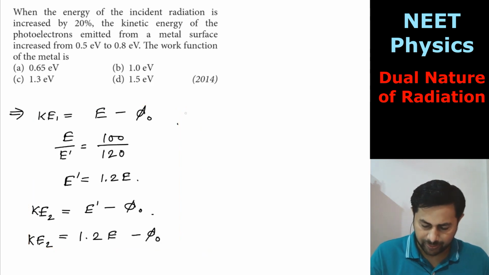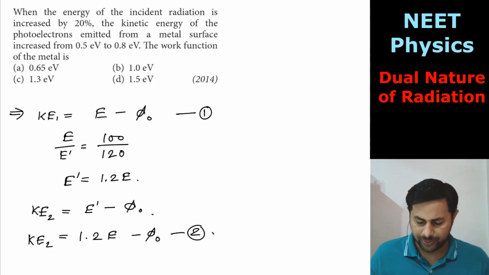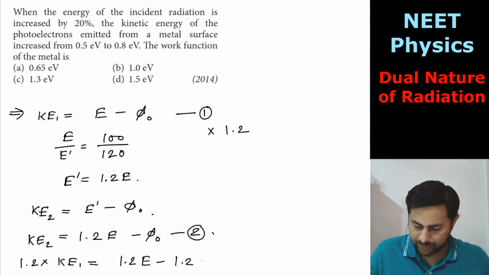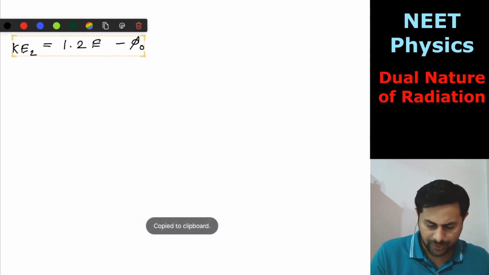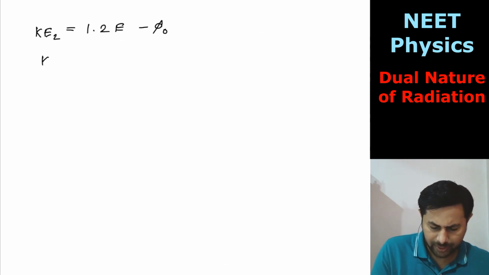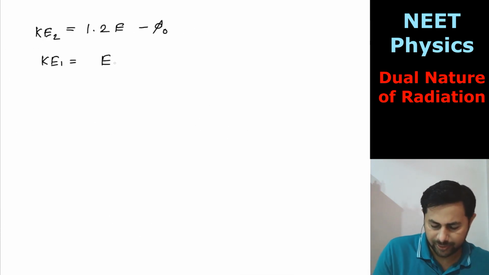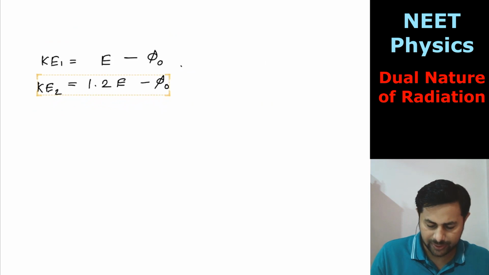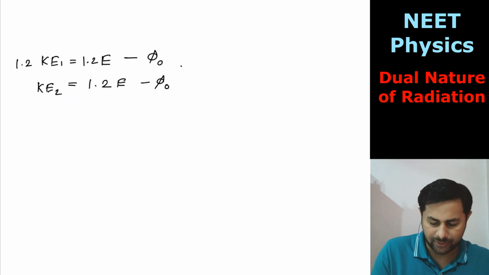So let's multiply the first equation with 1.2. What do I get? 1.2 times Ke1 is equal to 1.2 times E minus 1.2 times phi naught. And we have Ke2 is equal to 1.2 times E minus phi naught, and Ke1 is equal to E minus phi naught. So just multiply the first equation with 1.2.